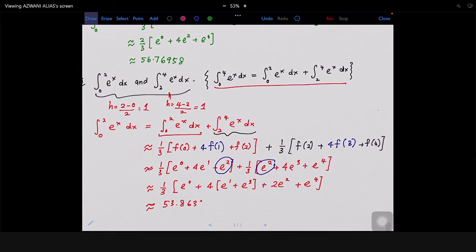Salah. 53.8636... kita lebih kurang. Boleh dapat? Okay.